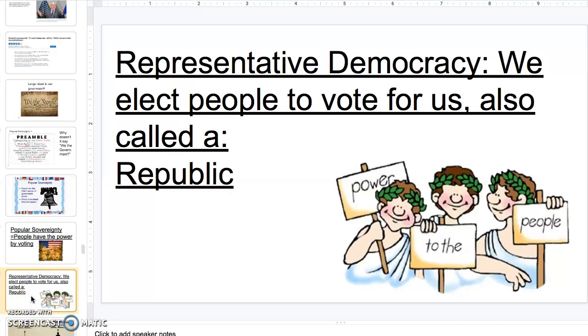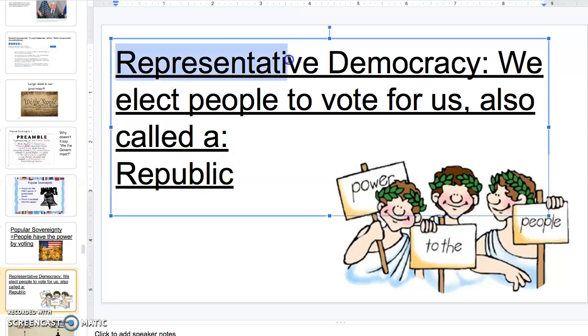We have a representative democracy, which means we elect people to vote for us, so that I don't have to go to Washington, D.C. and vote on all the laws. I'm very busy in the classroom. So I elect a senator who goes to Washington, D.C., or a senator who goes to St. Paul, to vote for me. So they're the representatives in our democracy.